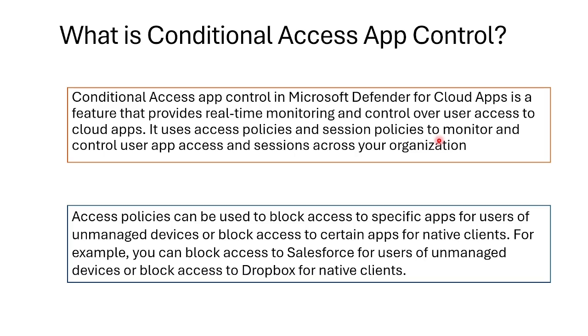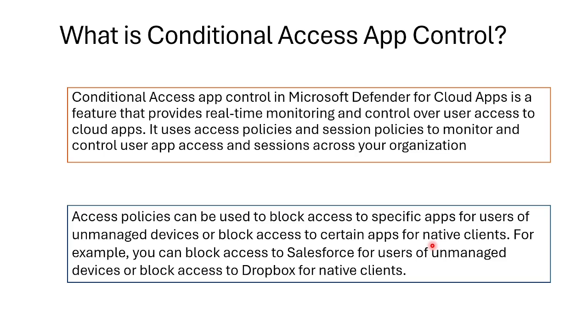But these scenarios or use cases can obviously be extended to various cloud applications, the main ones being your Office 365 applications, SharePoint Online, Exchange Online, Outlook, and so on and so forth. All right. Access policies can be used to block access to specific apps for users of unmanaged devices, just like I talked about in my example, or block access to certain apps for native clients. So if the user is trying to access, let's say, OneDrive from an unsupported browser or a not so updated browser, you block the access for that user.